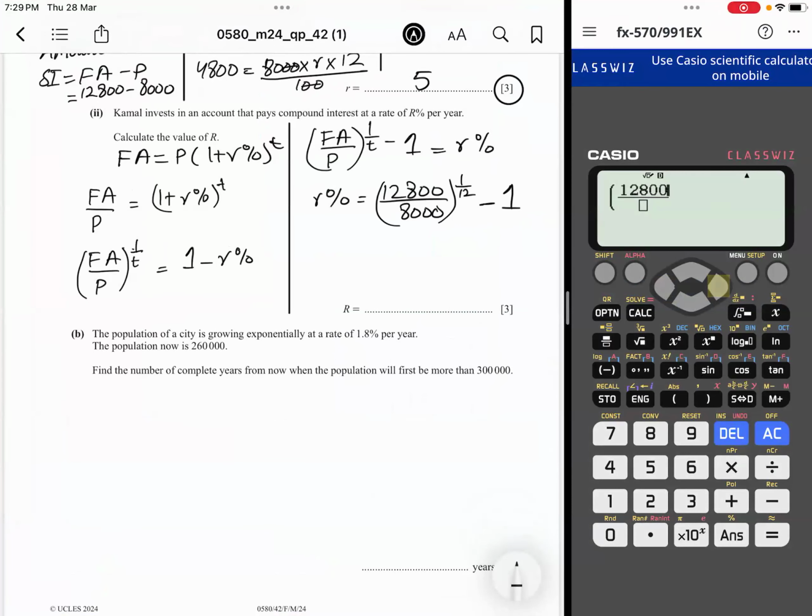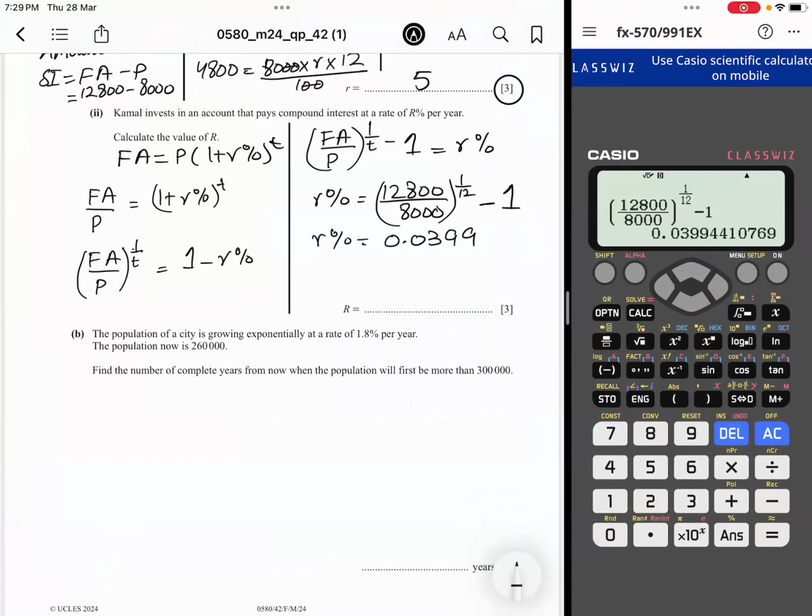12,800 divided by 8,000, bracket close, power with a fraction 1 by 12, 0.03, bracket down minus 1. So the answer is 0.399. I'm not disturbing my calculator here. It will stay like that.